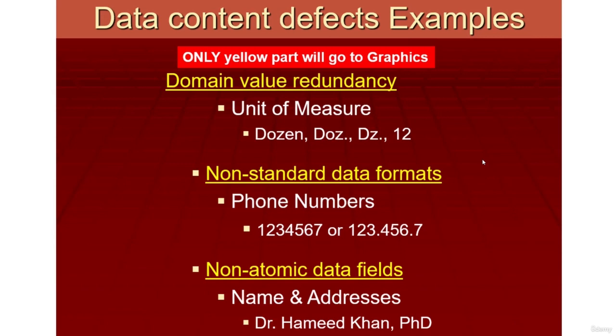If you know the transformations, the life of the development team will be very easy, and they will also give you a lot of respect, because if you know how to transform the business rules using different analytical tools, then you will always be in demand. For non-standard data formats, you can see here the phone number and how it is showing. The business requirement can be that there should be a proper standard format. Or the non-atomic data fields: you can see name and address, like doctor and then PhD, and the addresses are also not concatenated. So you need to separate the name and the addresses.